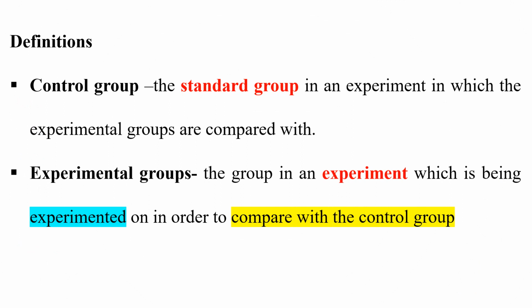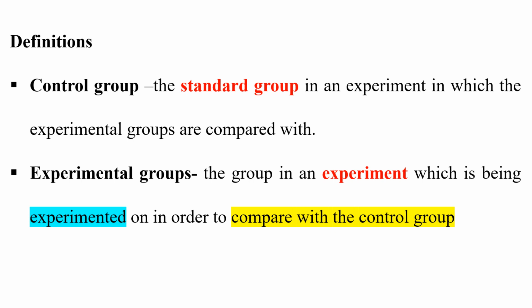In scientific experiments, we must have these two things. One is experimental groups, which is where we are conducting experiments. The first one is control groups. A control group is the standard group in an experiment with which we compare our experimental group. This control group is standard, that is, we are controlling the experimental group with it.